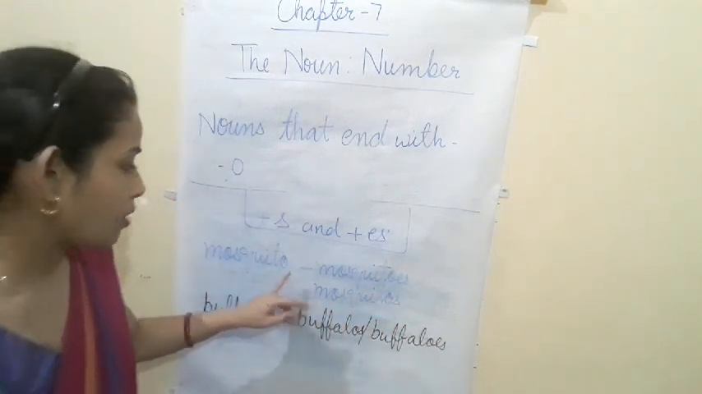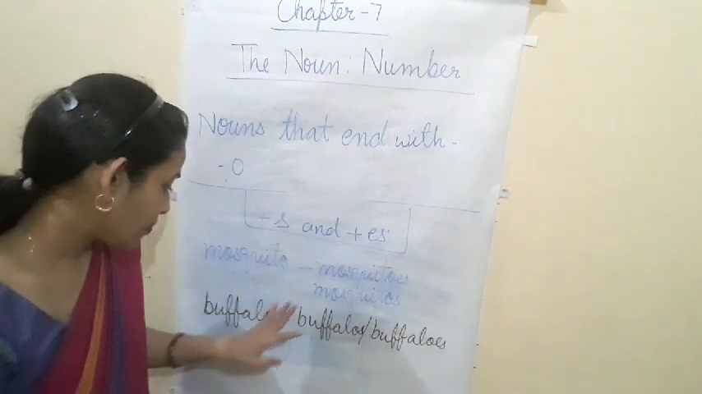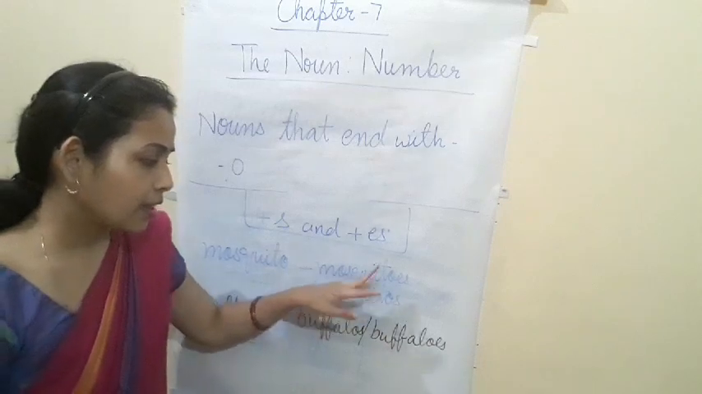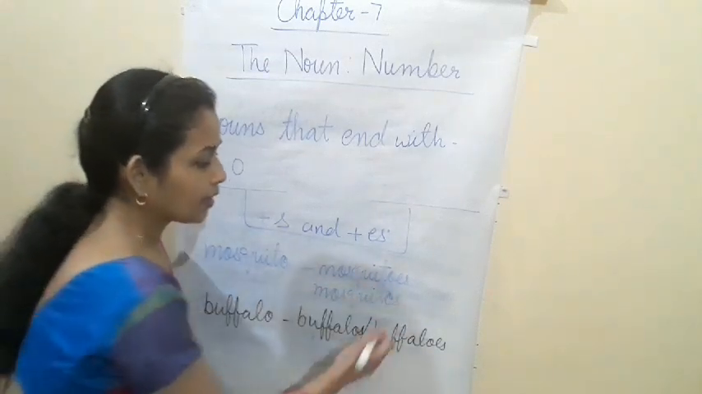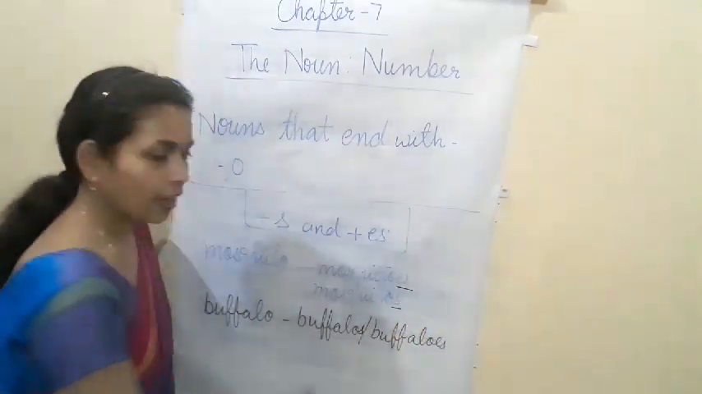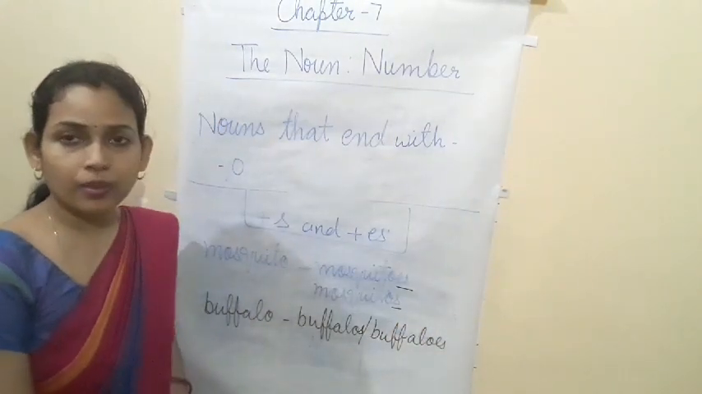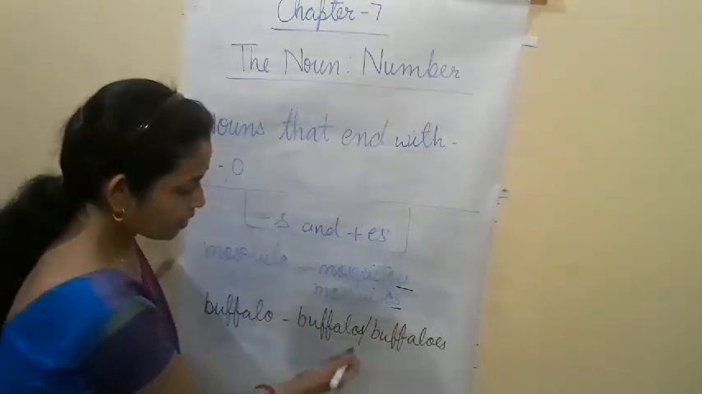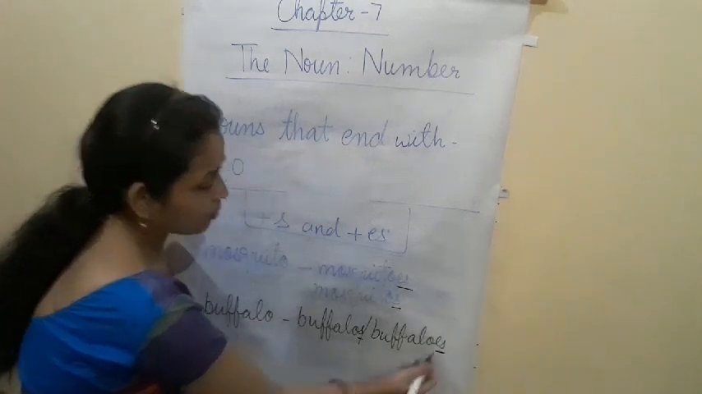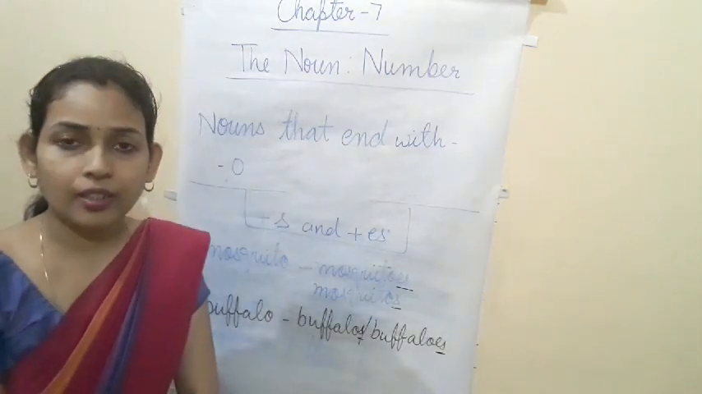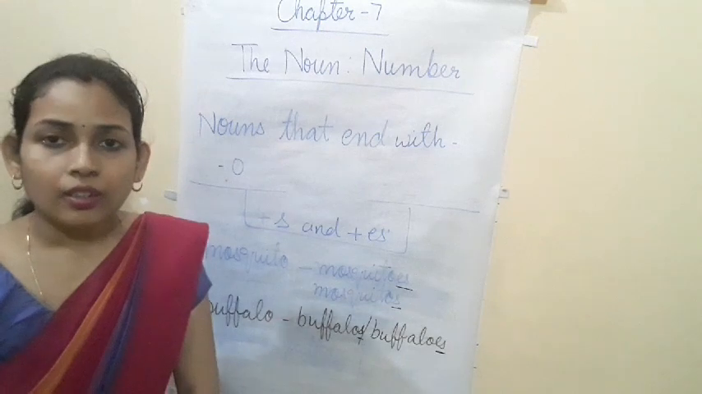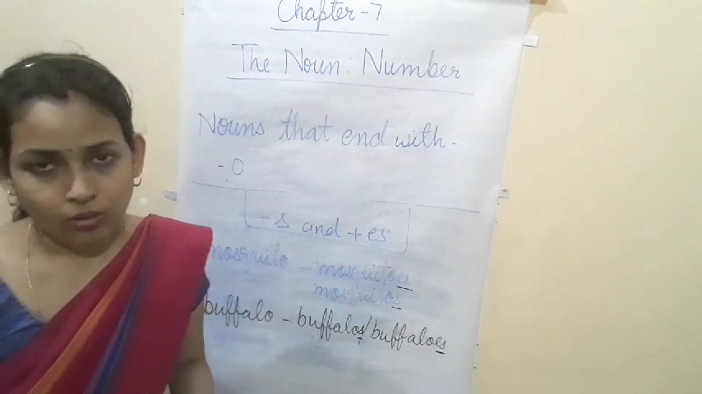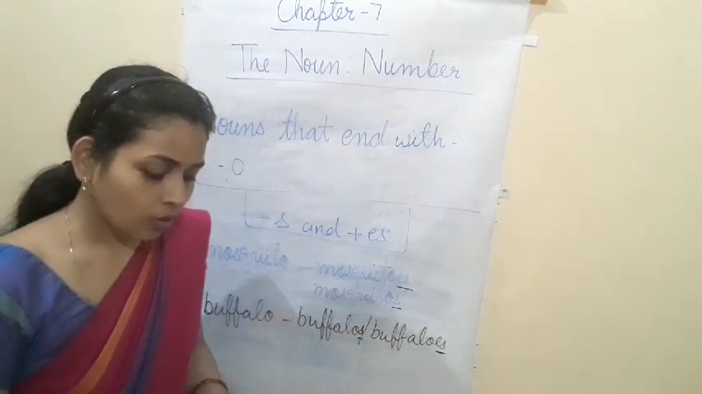Okay, so as you can see, mosquito last letter is O, buffalo last letter is O, but if we write mosquitoes by adding ES or by adding S, both are correct and both ways we can make the plural. Here mosquito, mosquitoes, you can see, buffalo, buffaloes. So some exceptions are there where we can make the plural in two ways, by adding S and by adding ES also. Clear? Move to the next.